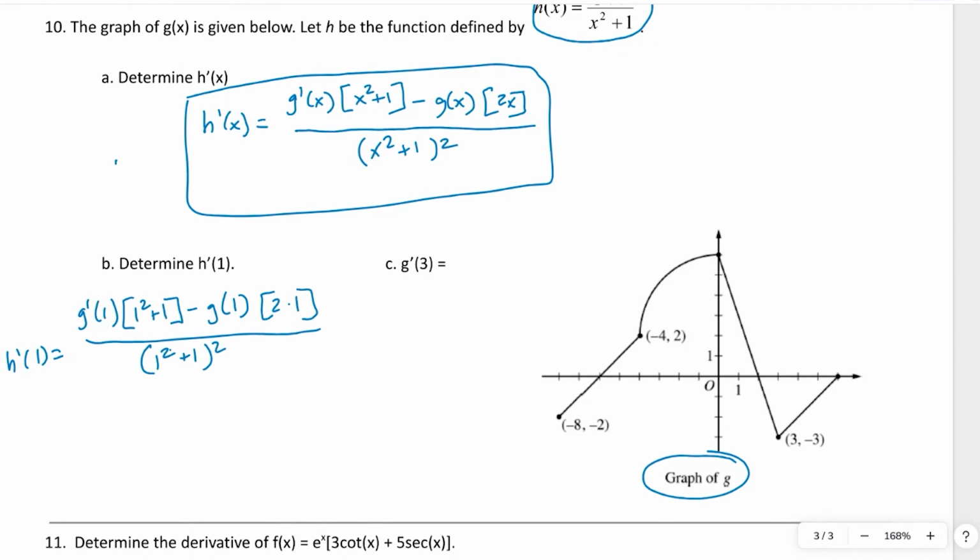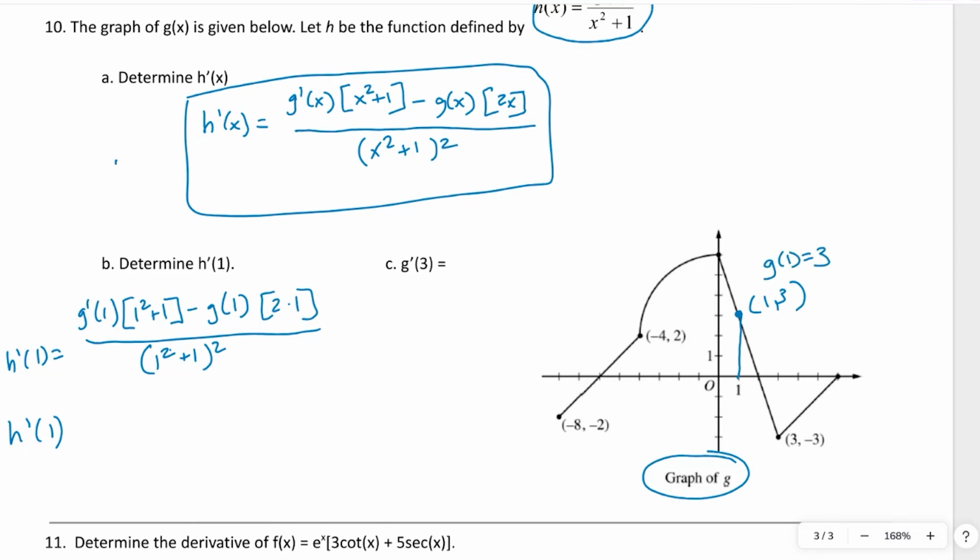So we're going to have to use the graph to determine g of 1 and g prime of 1. Let's see what's happening at 1. So at 1, we've got this point right here. This coordinate is (1, 3). So g of 1 is 3.